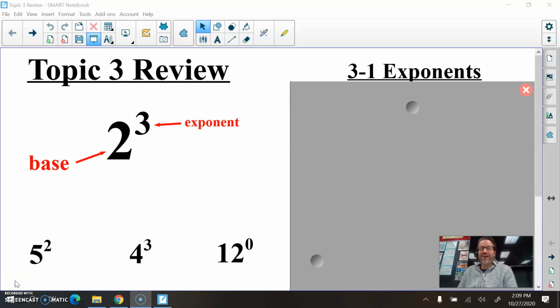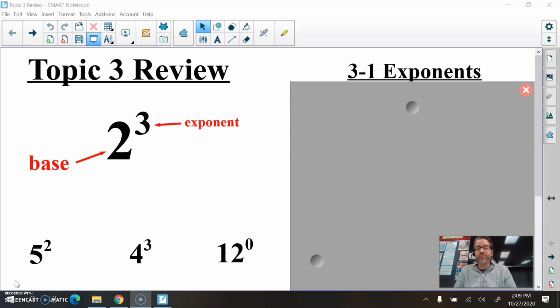Hi, everybody. Today we are going to be reviewing topic 3, and tomorrow, Thursday, we will be taking the topic 3 assessment. I have a lot to cover today, and I only have 15 minutes to do it, so I'm going to jump right into this. I'm going to go through each section, starting with topic 3, section 1 on exponents.